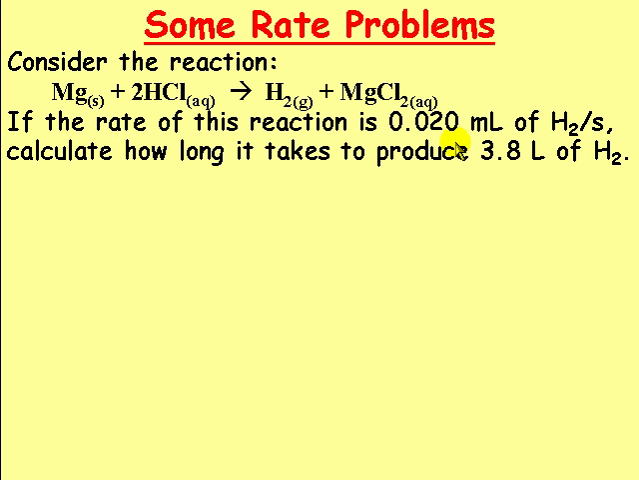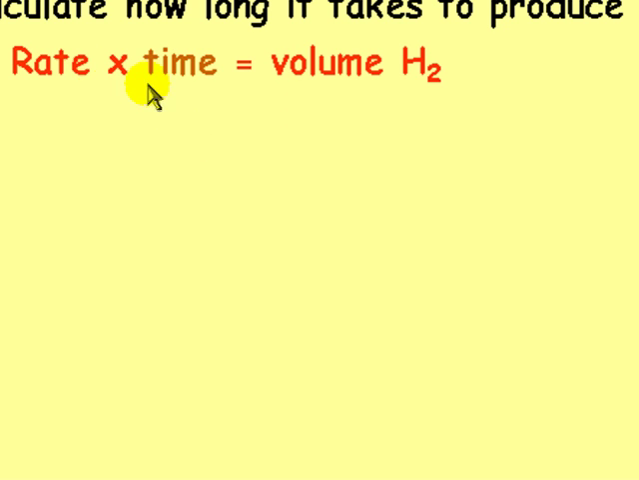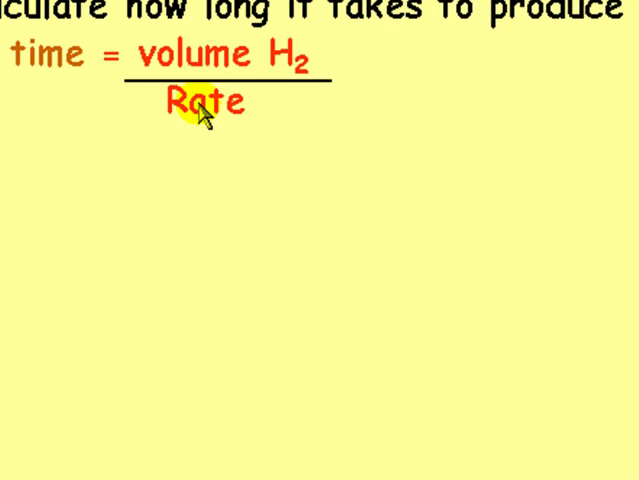In this problem, we're given the rate of the reaction, and we're asked to find out how long it will take to produce 3.8 liters of hydrogen. First of all, the equation for rate is volume of H2 over time. If we cross-multiply, we get rate times time is equal to volume. In this problem, we want to find the time, so we divide both sides by rate. And we get this equation here.